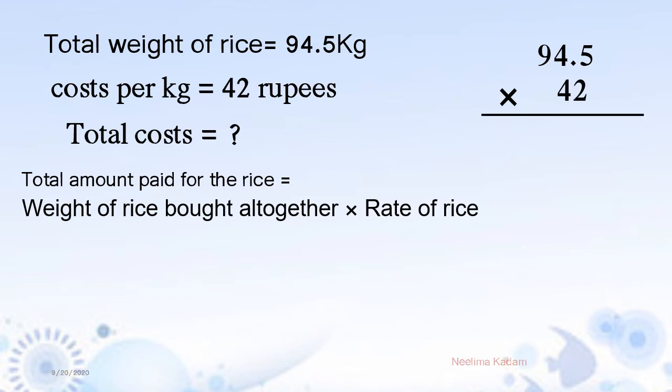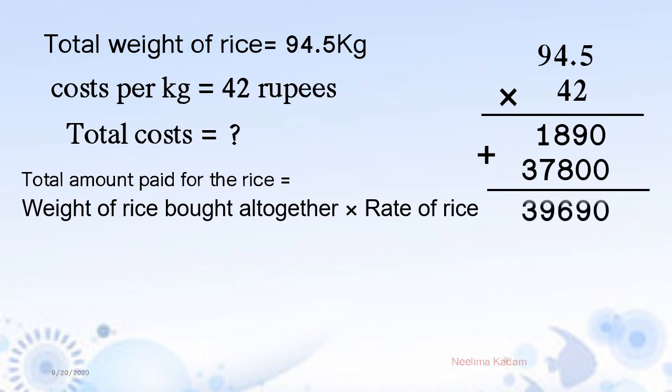Now first multiply by 2. So 2 5s are 10, carry 1, 2 4s are 8 plus 1, 9, 2 9s are 18. Now while multiplying by 4, we have to place a 0 for the units place and then start multiplying by 4. 4 5s are 20, carry 2, 4 4s are 16 plus 2, 18, 4 9s are 36 plus 1, that is 37. So 37,800. We will add this so that we can get 39,690. So this is the answer.